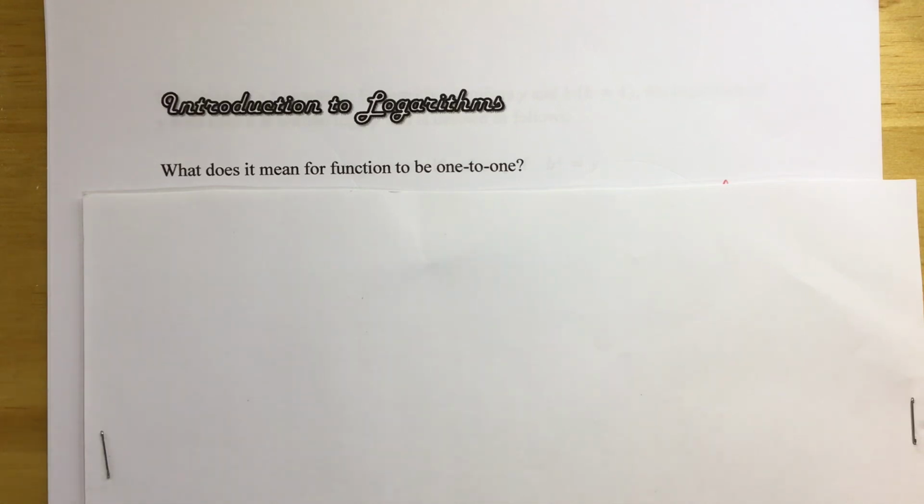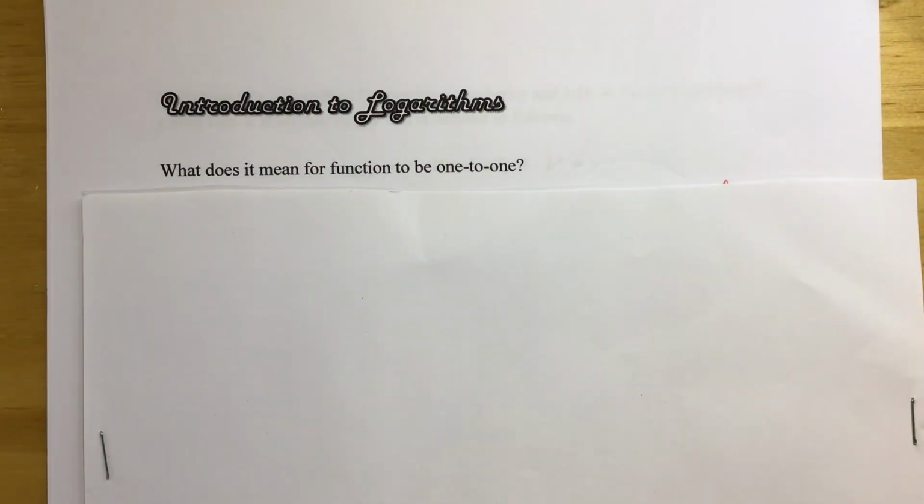All right, to set the stage for all of this, I'm going to ask this question and see if you can remember what the answer was that goes with it. What does it mean for a function to be one-to-one?